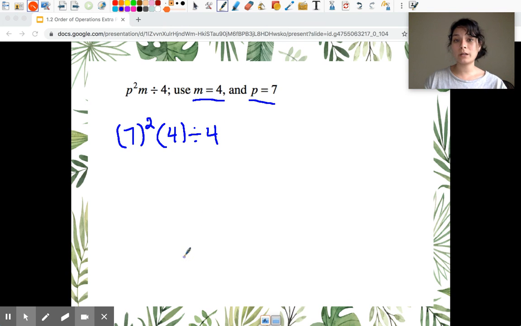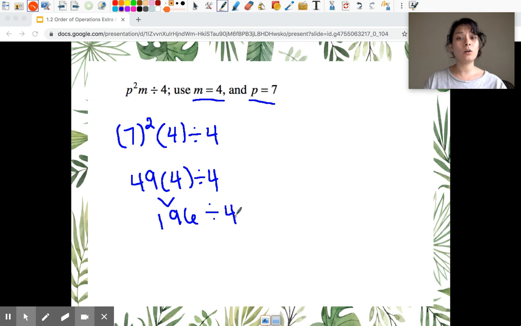Now I can use order of operations to simplify. I need to do exponents before I can divide. 7 squared is going to give me 49. I'm going to bring down that 4 divided by 4 because I haven't done anything with it yet. And then I'm going to multiply and divide left to right. So if I multiply 49 and 4, I get 196. I'm going to bring down that divided by 4.